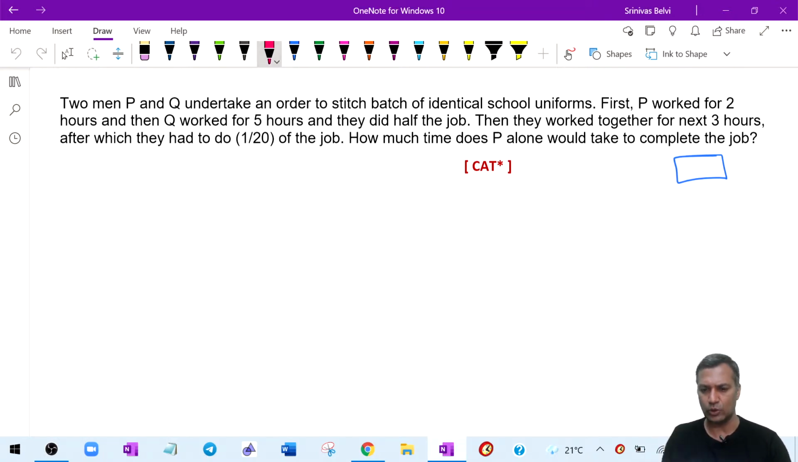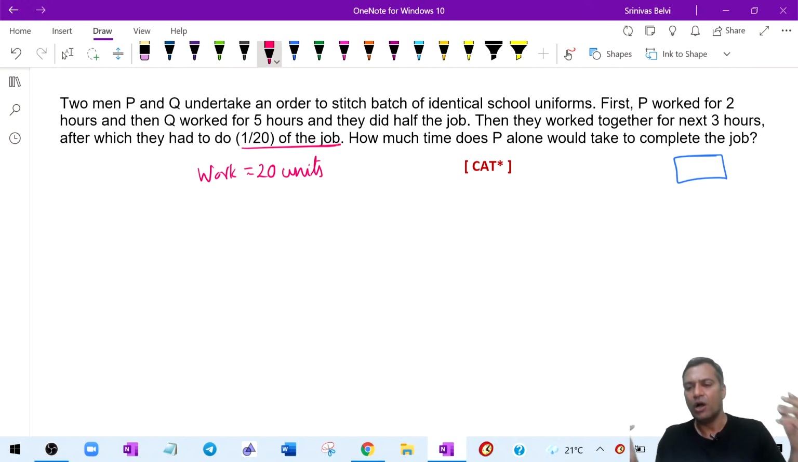Okay, let's take a look at this. What do I take as the work? Work is equal to 20 units. I will take work simply as 20 units after reading this question. You may wonder where this thought of taking 20 units came from. It's because it's given towards the end, 1/20th of the job. Why not take the job as 20 units? Then calculating 1/20th of the job is easy. 1/20th of 20 units becomes 1 unit.